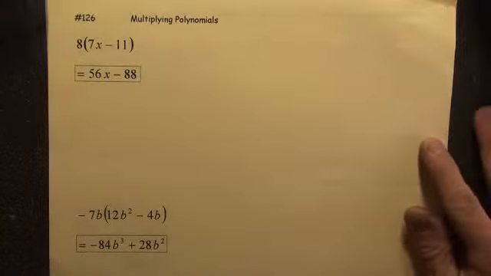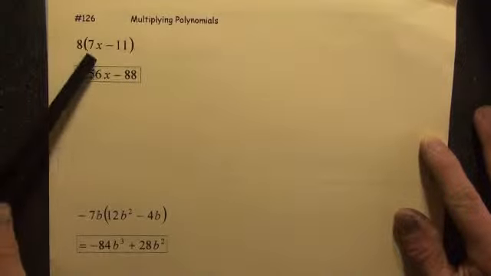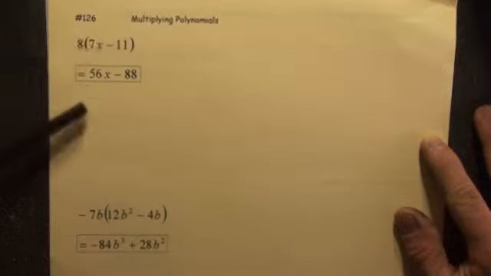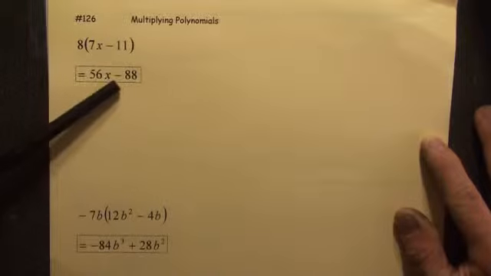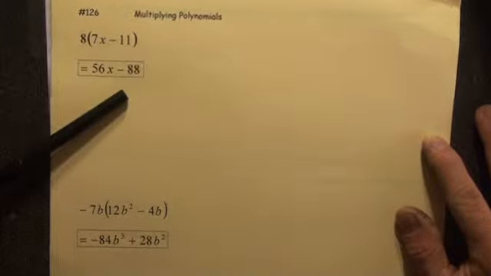Multiplying polynomials. What you'll have here is this monomial, 8, times this binomial here. So 8 times 7x, 56x, 8 times 11, 88. Bring down the minus sign, you're all done.